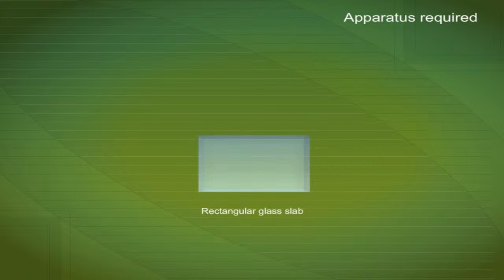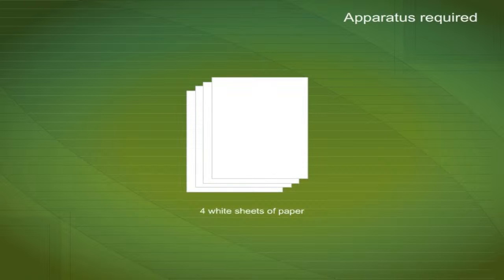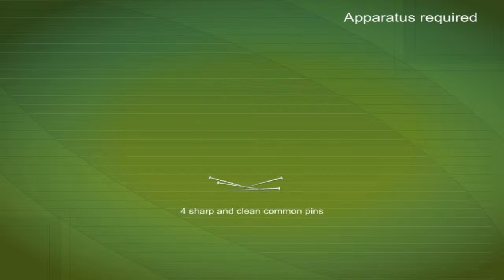Apparatus required: rectangular glass slab, geometry box with sharp pencil, 4 white sheets of paper, drawing board made of soft wood, 4 sharp and clean common pins, 4 drawing pins.